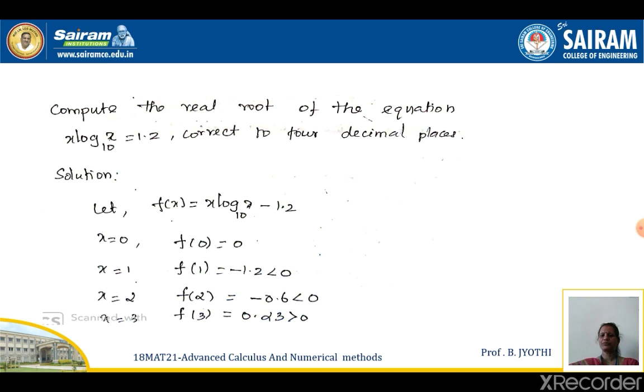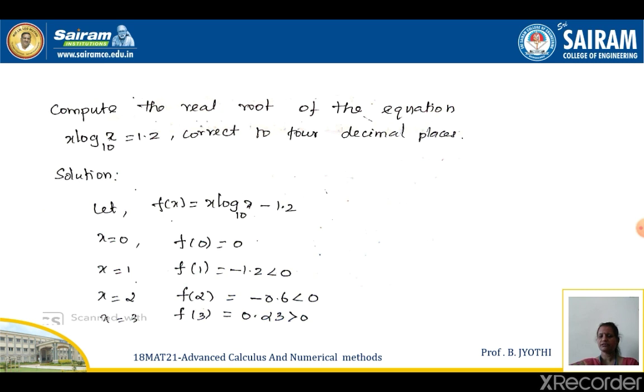Example: compute the real root of the equation x log x to base 10 equal to 1.2, correct to 4 decimal places. Solution: let f(x) = x log x to base 10 minus 1.2. First, we need to determine the values of x which are close, where we get a negative and a positive value by trial and error method.